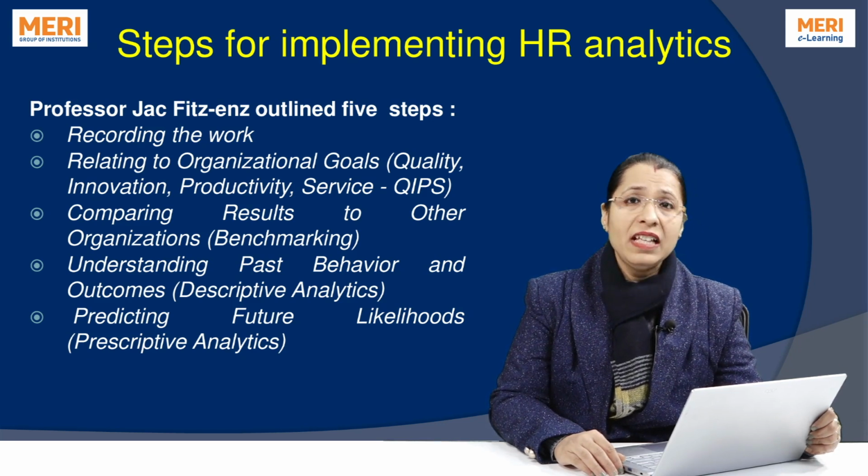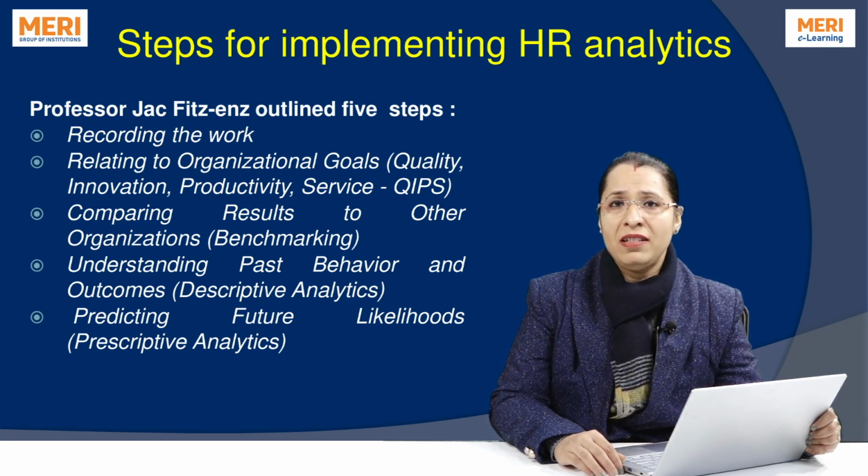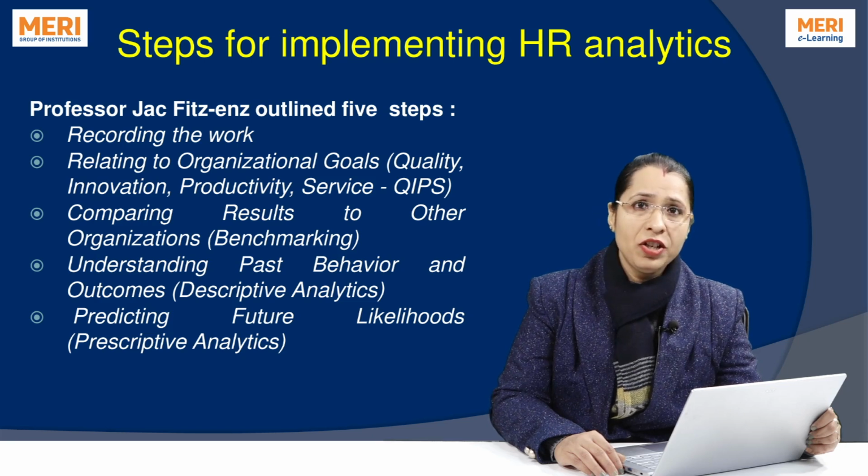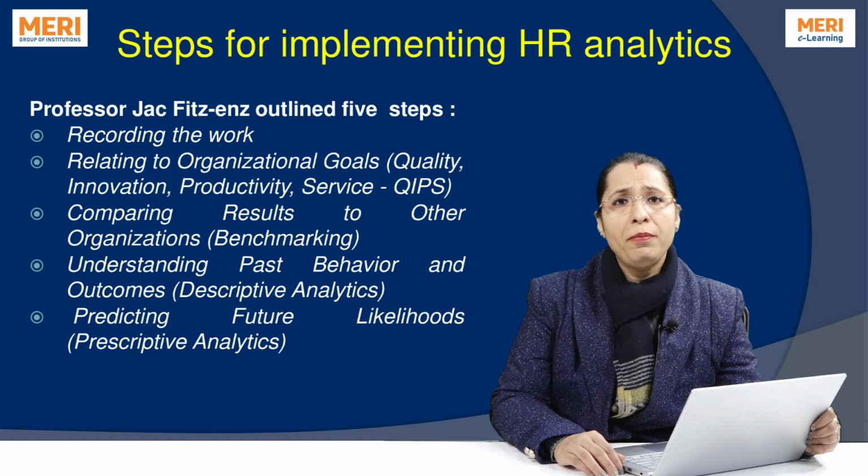Step 3, we can compare the results to other organizations, known as benchmarking. This step involves comparing an organization's performance against similar organizations. For example, comparing the turnover rate for branch stores in a retail chain, or sales performance within the same industry. The accuracy of benchmarking improves with the availability of detailed data from comparable organizations, as there can be significant differences within the same industry or company.